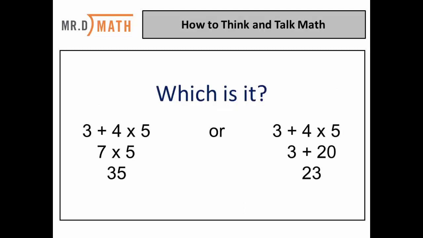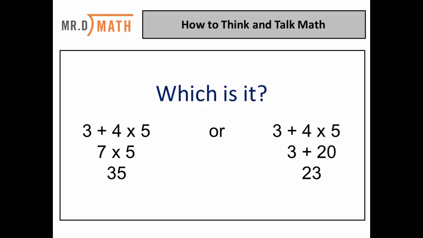Well, wait a minute. Which one is it? Did you do 3 plus 4 and got 7, and 7 times 5 is 35? Or did you do 3 plus 4 times 5 and got 4 times 5 is 20, and 3 plus 20 is 23? Now, if you notice me saying that kind of quickly, you might be going, well, gosh, they both sound right. But which one is it?